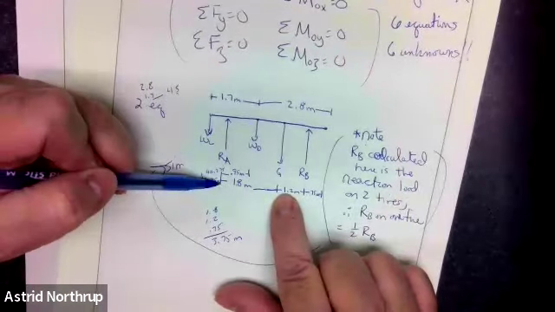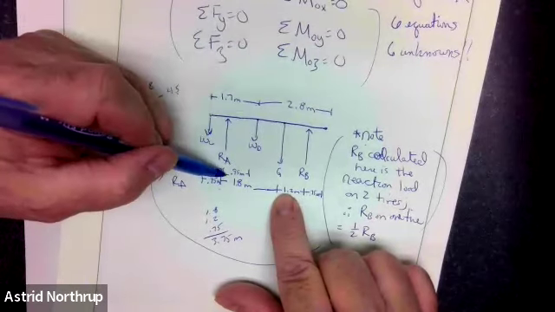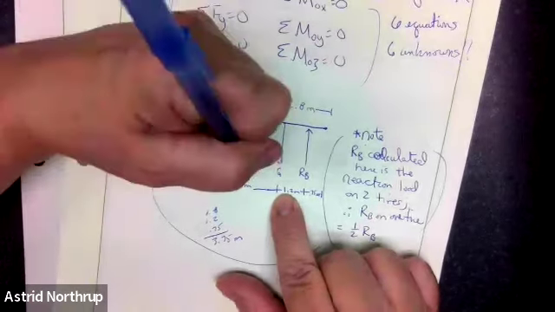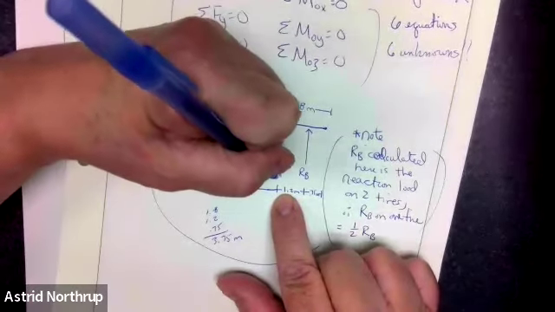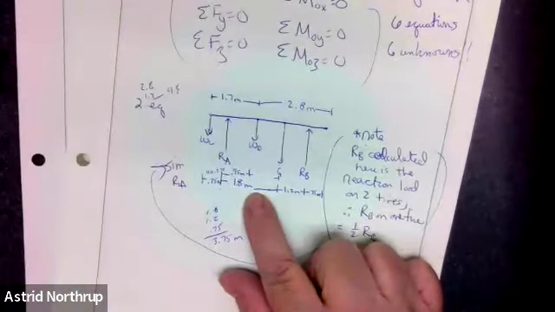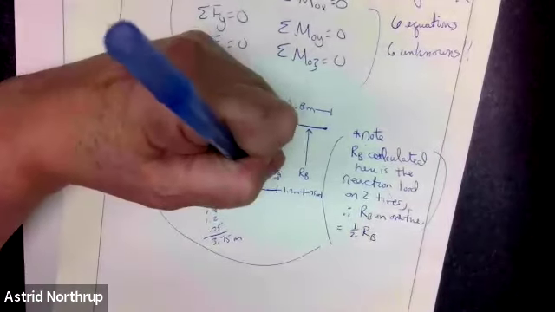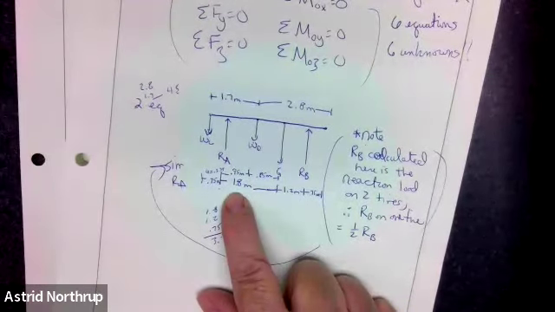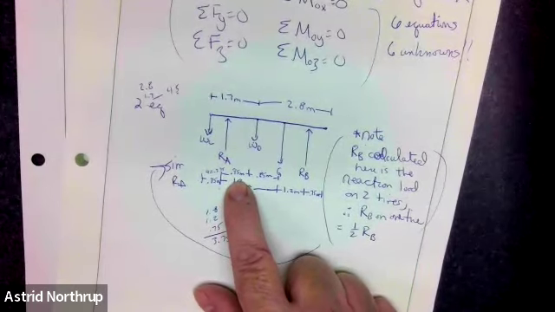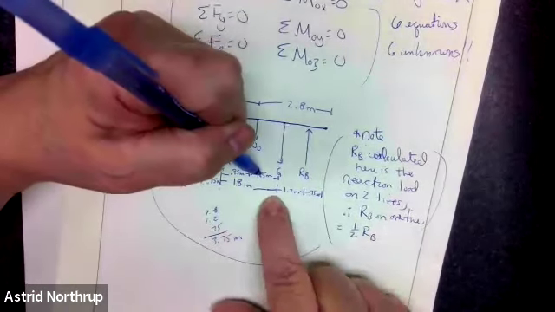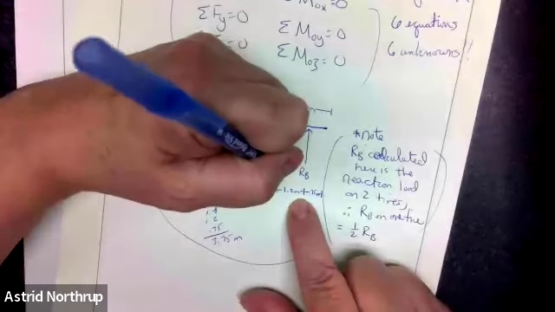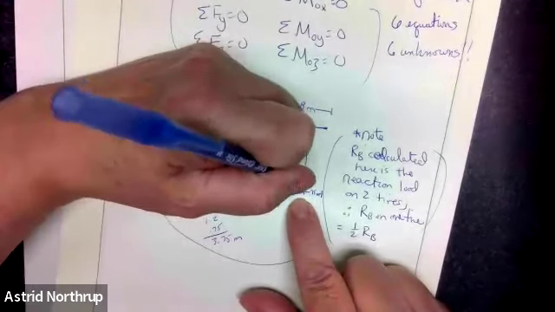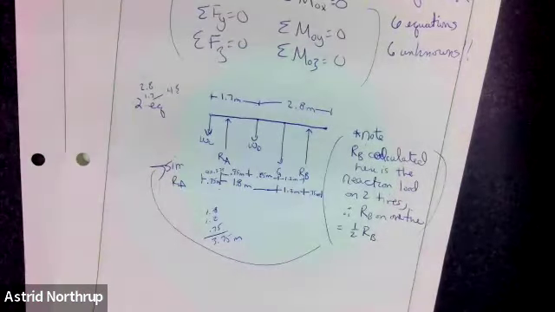And then this distance is 1.8. This distance is 0.95. So this distance between W_D and G is going to be 1.8 minus 0.95, which is 0.85 meters, I think. 1.8 minus 0.95. Yeah, 0.85 meters. And then I've given this distance, which is 1.2 meters. All right, that's a complete free body diagram of that truck.